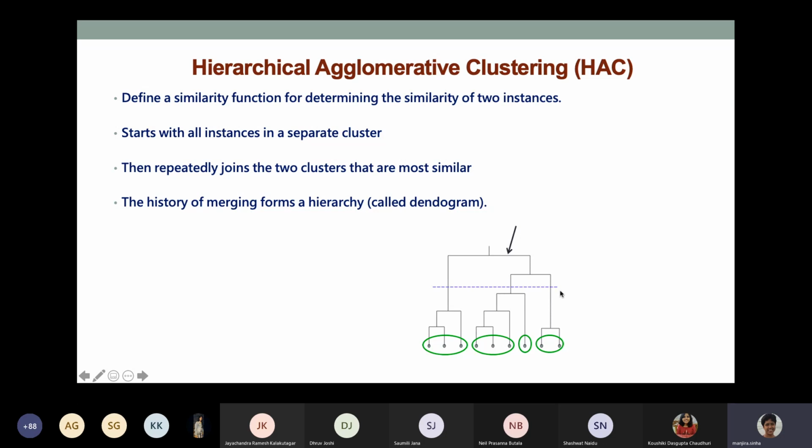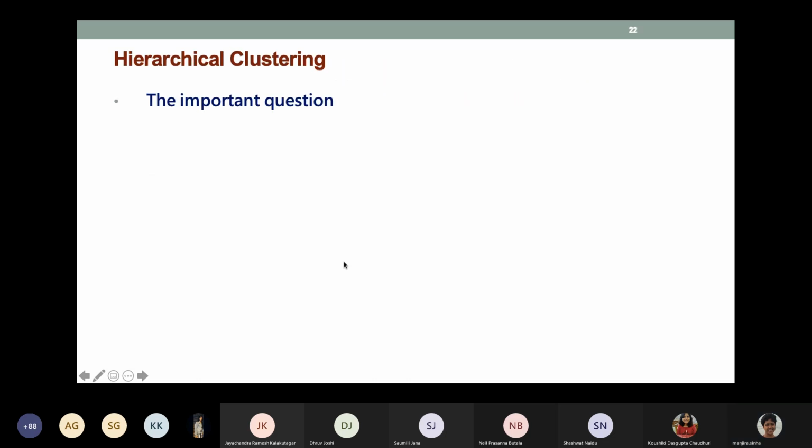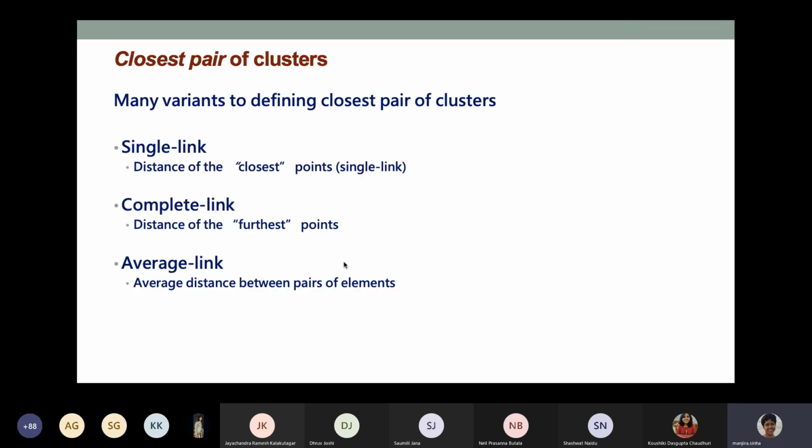And the advantage is that we can cut it. Say if we cut it here, how many clusters will we get? Two clusters. And if we cut it at this point, how many clusters will we get? Three clusters. So we can decide how we come up with the clusters. So the important question is, how do I define or determine the nearness of clusters? The whole thing is based on the similarity between two sets of nodes or two sets of clusters, right?